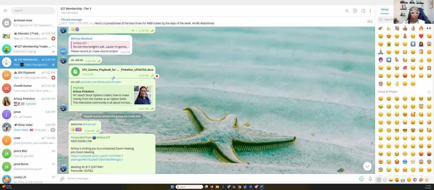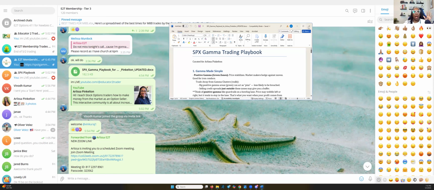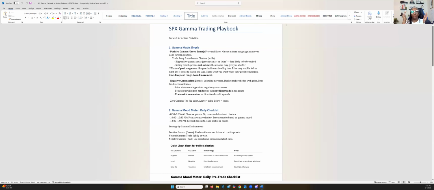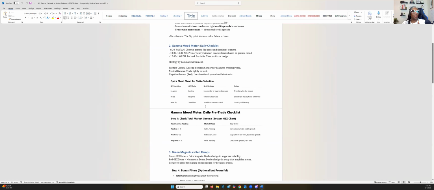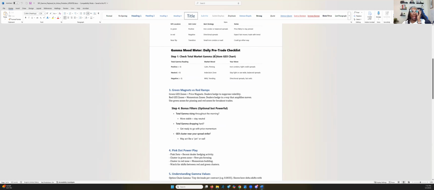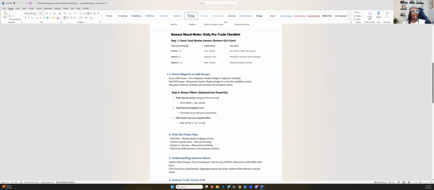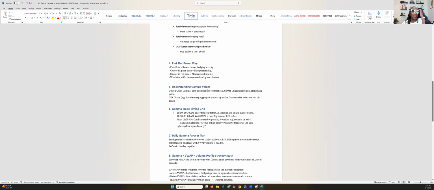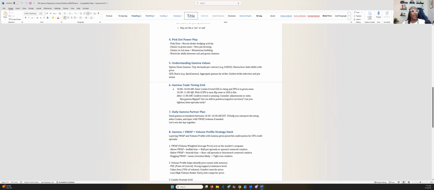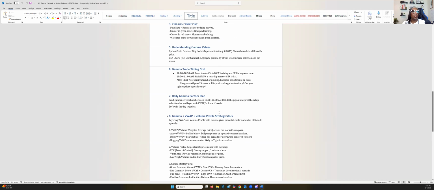It's opening up on my other screen. This is basically, as ChatGPT was doing all the stuff, it was putting it together into a PDF for me. And this is what it put into the Gamma Made Simple, the Gamma Mood Meter for your daily checklist. I put some graphics in here, as far as a table, not really a graphic. The green magnet, or the red is a ramp, that's here. The pink dots, what do those mean? Understanding the Gamma values, the trade timing, when do we look at stuff?